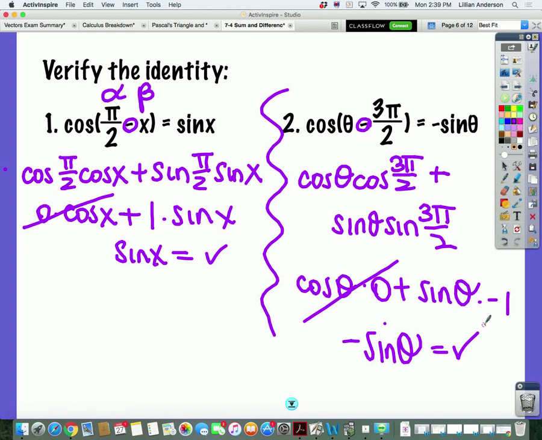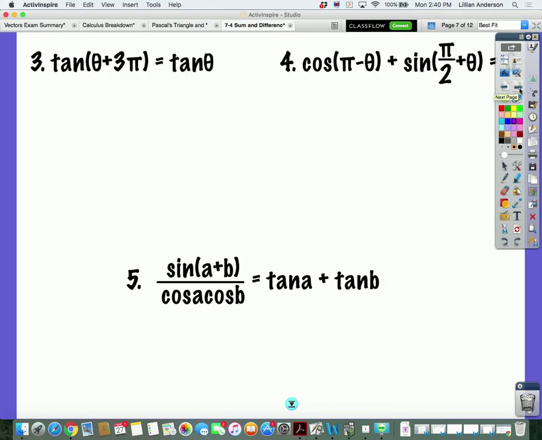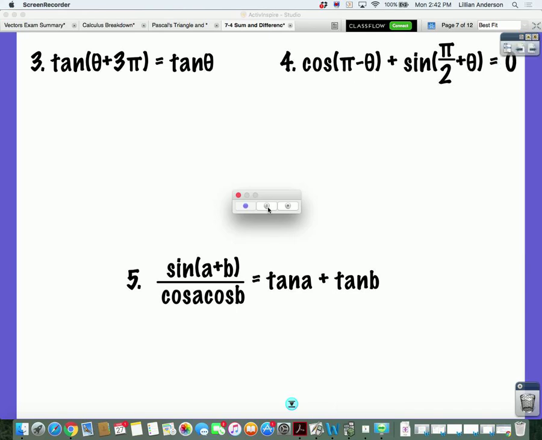Let's look at another example, unless there are questions. On what part? Alright, here's the next one. Alright, look at number 3. We're still verifying, same directions. What side are we going to work with? The left, the more complex.